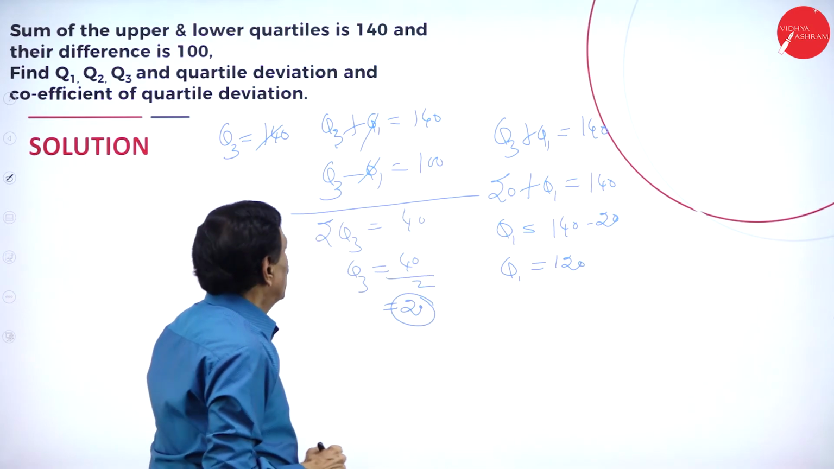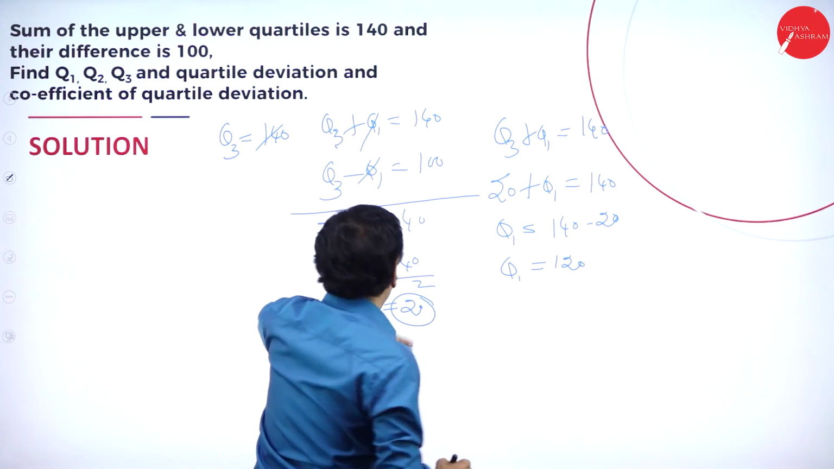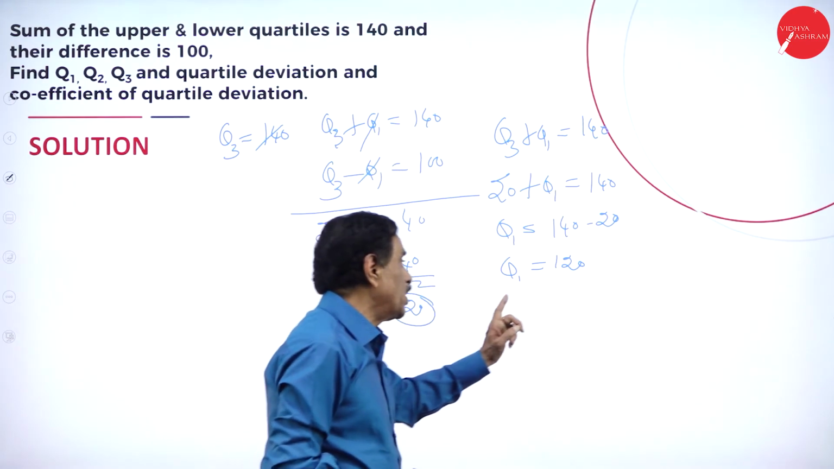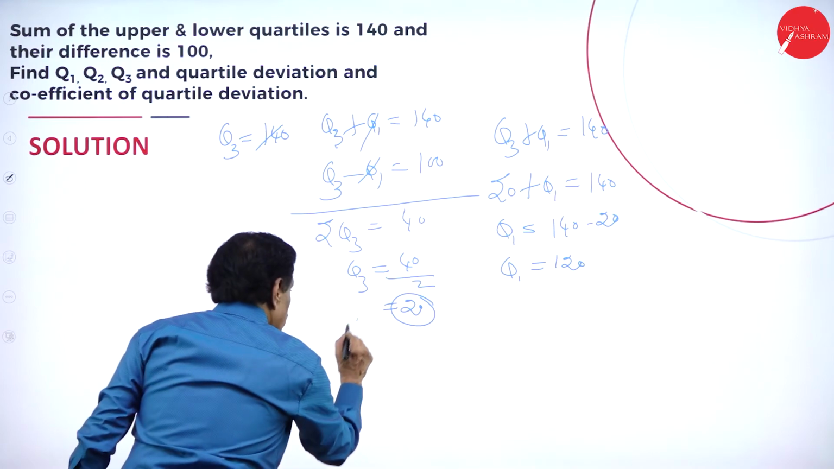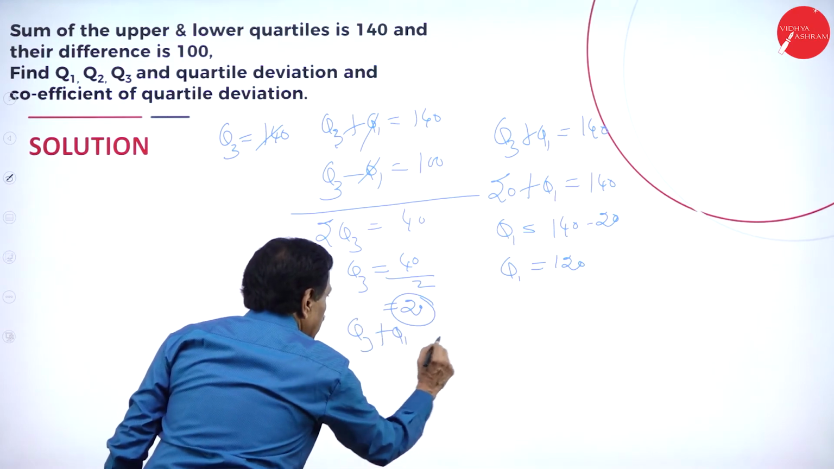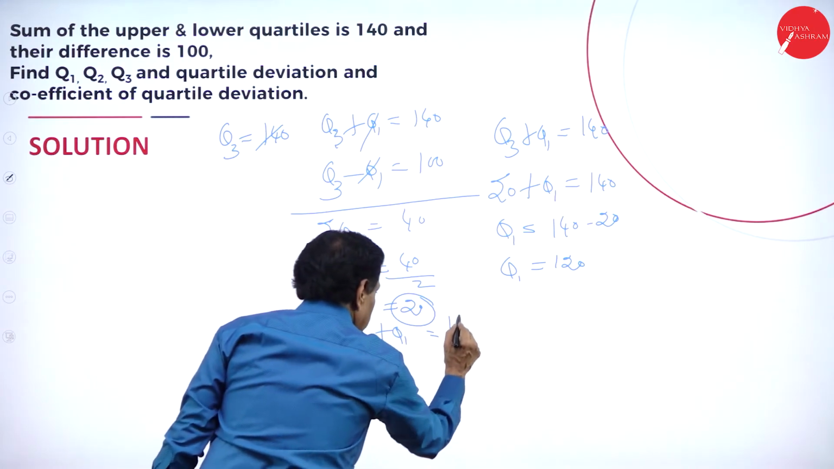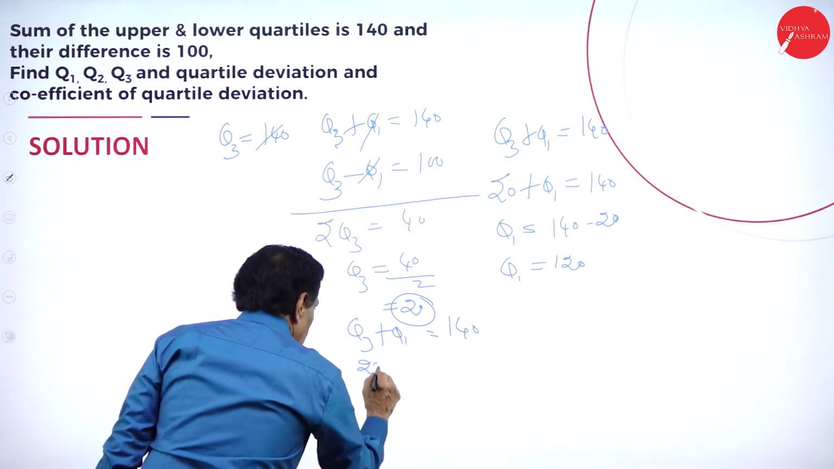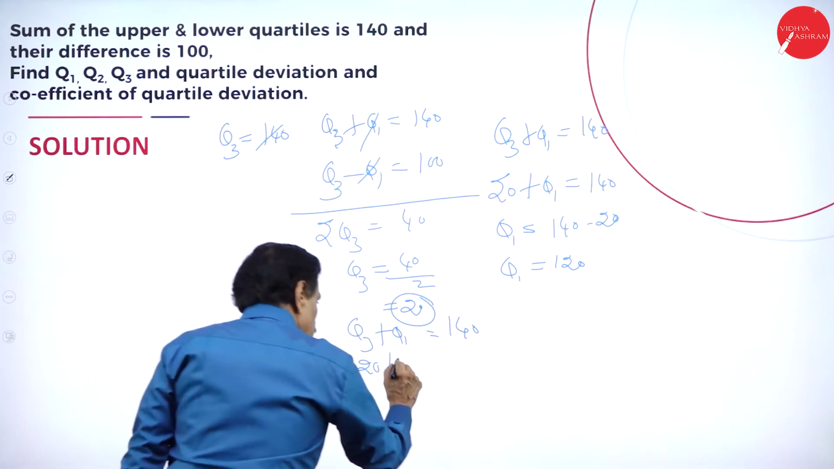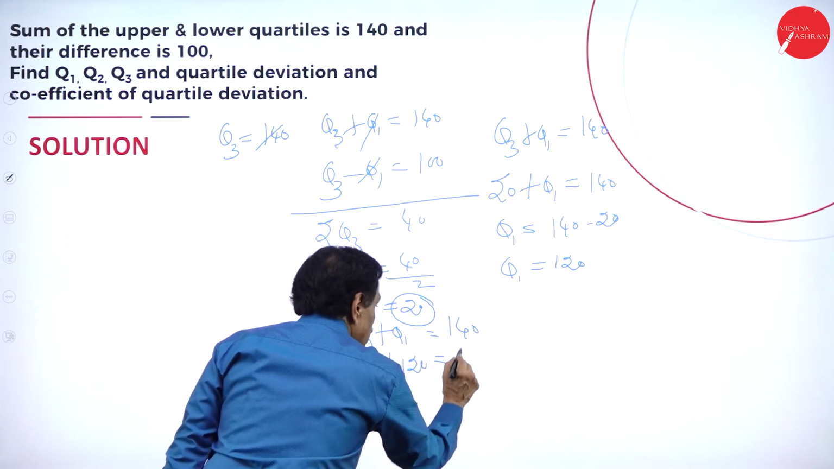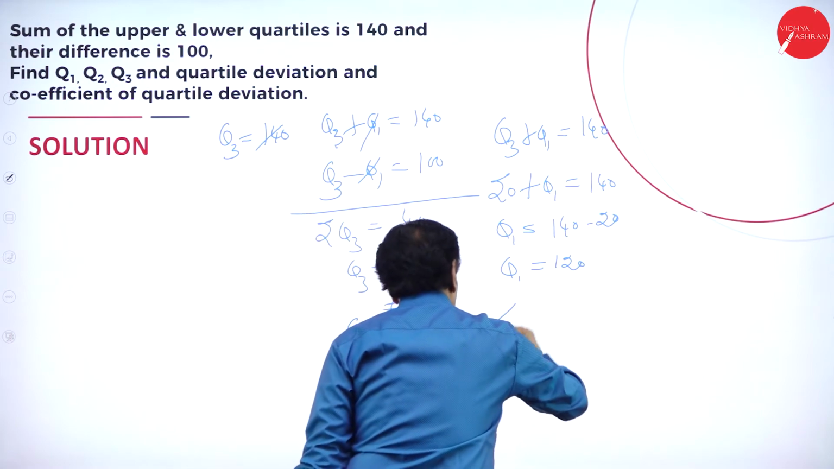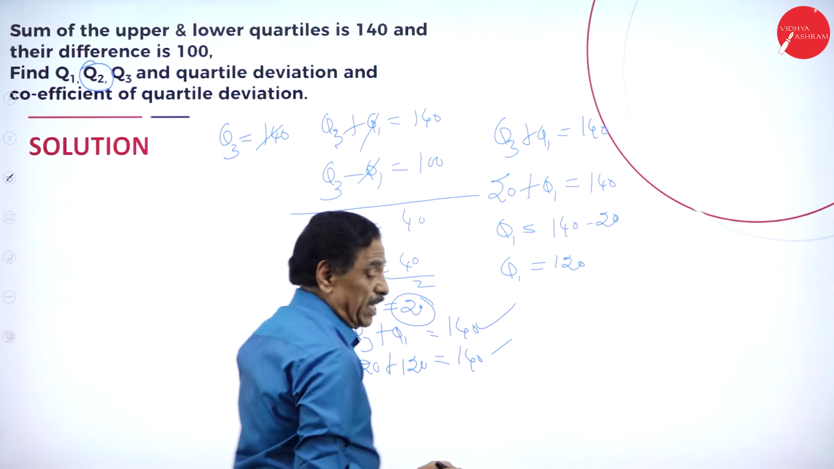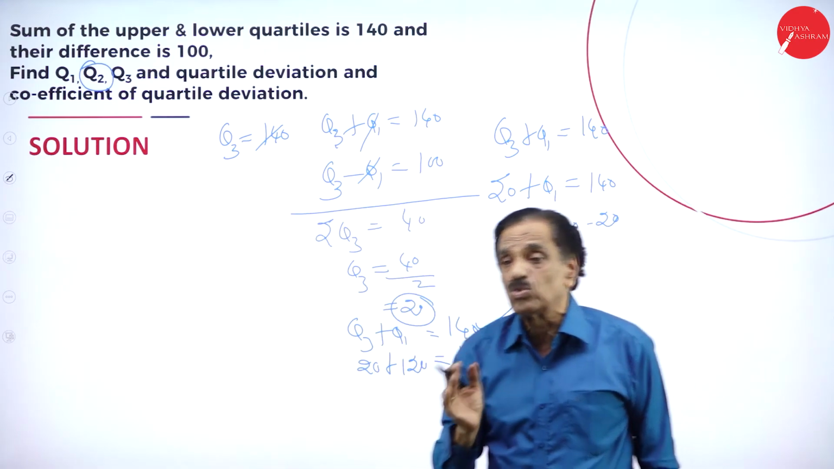We'll repeat. Here, Q3 plus Q1 should be equal to 140 now. What is your Q3? 20. What is Q1? 120. Apply Q3 plus Q1 is equal to 140. What's your answer? 140. So we have solved properly. The question of Q2 does not arise at all. Here you can calculate Q1 and Q3 only.